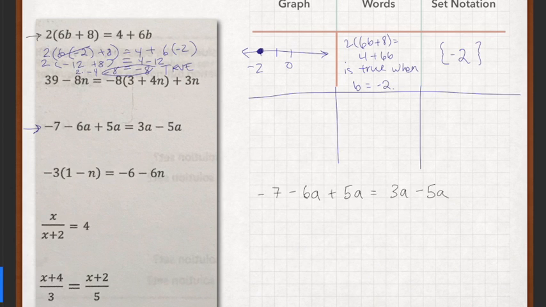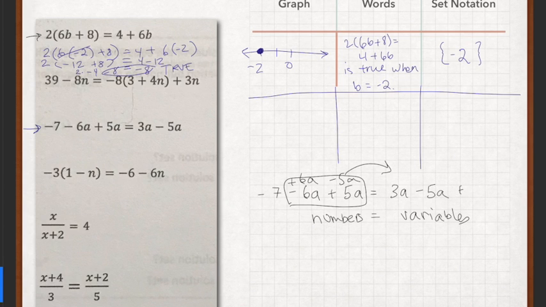So step number 1, move all your variables to one side, and step number 2, move your numbers to the other side. Now you can do this, it doesn't matter if you pick the left or the right. In this case, because I already have my variables on my right hand side, I'm going to pick my right hand side for my variables. So I'm going to go ahead and move what I have to the other side, and to do that I have to do the opposite operation.